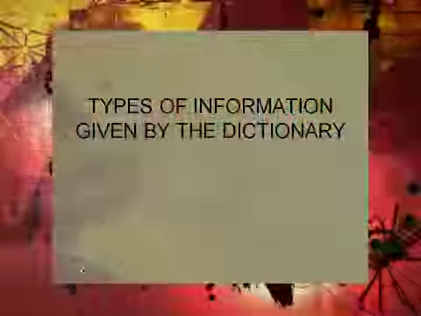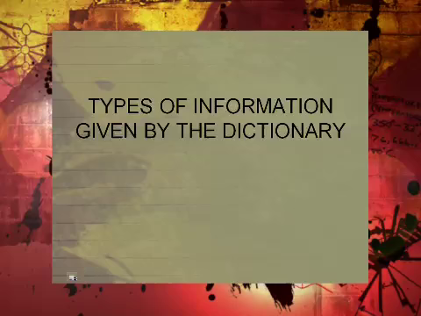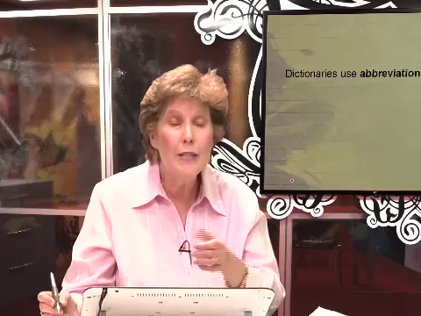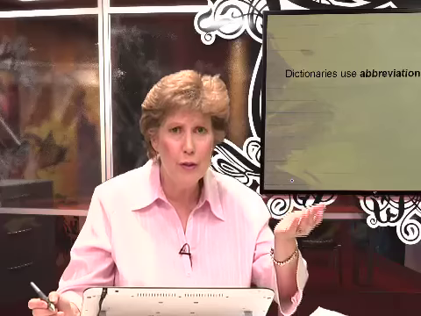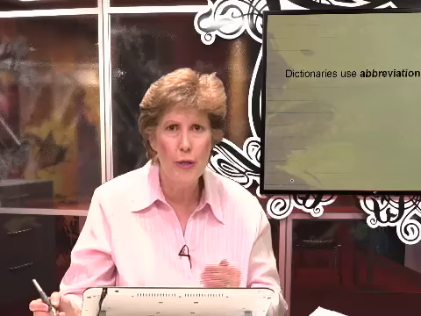Welcome back. We're looking at the dictionary, and in this segment, we're going to be looking at types of information given by the dictionary. First of all, bear in mind that dictionaries use abbreviations. So you need to be aware of the kinds of abbreviations that are going to be used in the dictionary in front of you. And if you're not sure, look at the front or at the back of the dictionary, usually at the front, and it will tell you what the abbreviations in that dictionary mean.